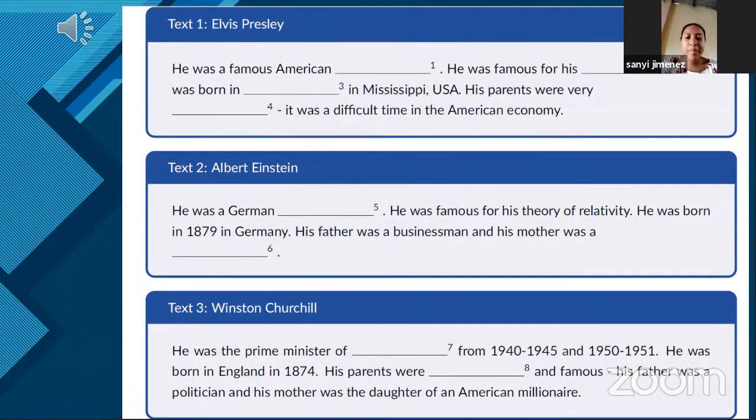Albert Einstein. He was famous for his theory of relativity. He was born in 1879 in Germany. His father was a businessman and his mother was a pianist.